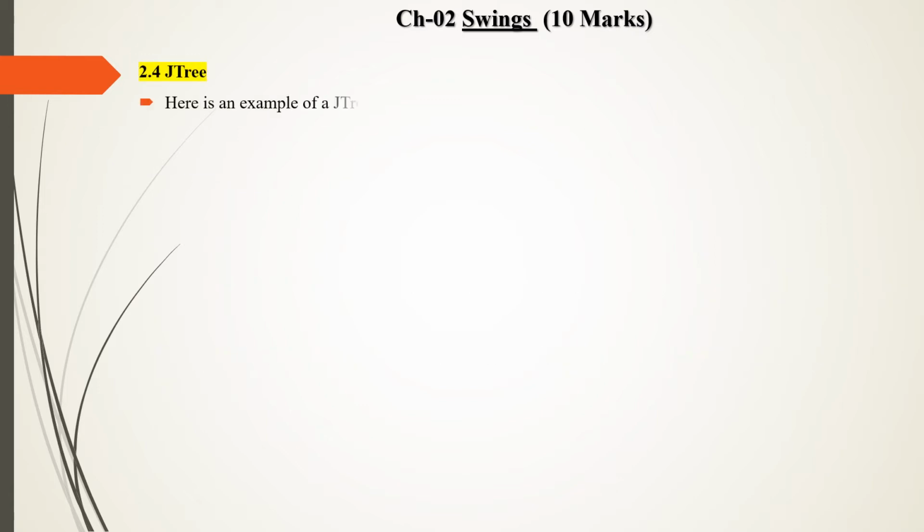Next, we have one example of JTree. In the program, first we import the javax.swing package to use the JTree class. Second, which is very important, we import the javax.swing.tree.DefaultMutableTreeNode class. This is one class, DefaultMutableTreeNode, and it is used to create a new tree node.